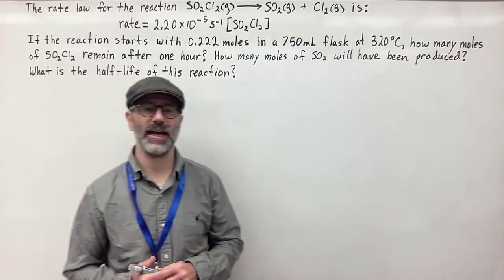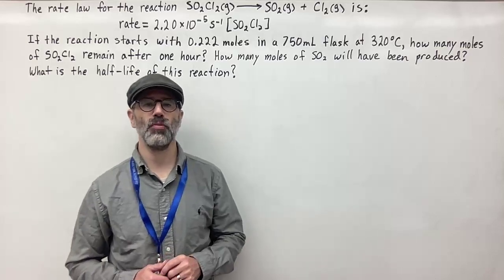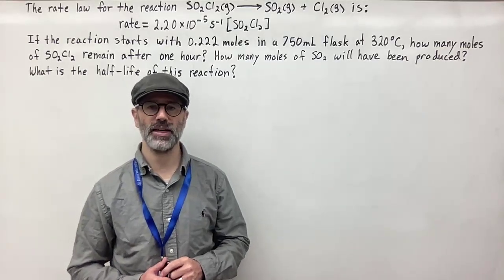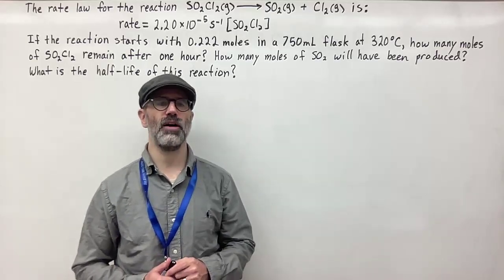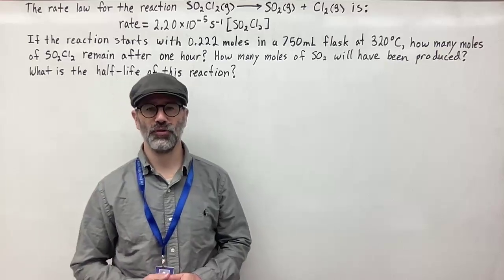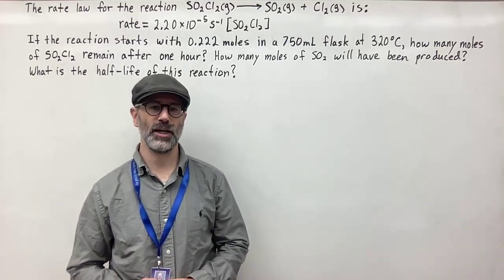Let's move on and read the rest of the problem. If the reaction starts with 0.222 moles in a 750 milliliter flask at 320 degrees Celsius, how many moles of SO2Cl2 remain after 1 hour? How many moles of SO2 will have been produced? And what is the half-life of this reaction?